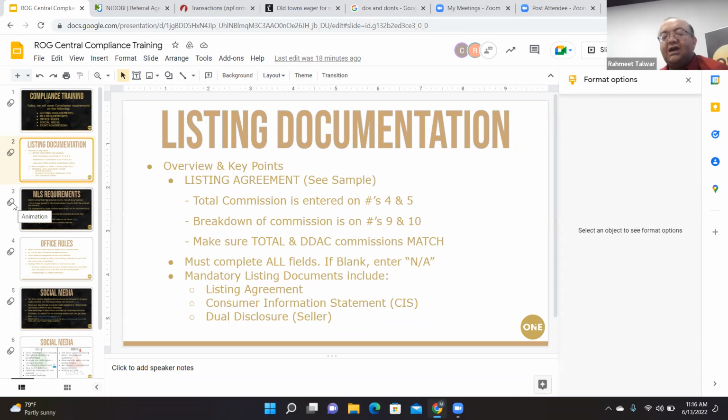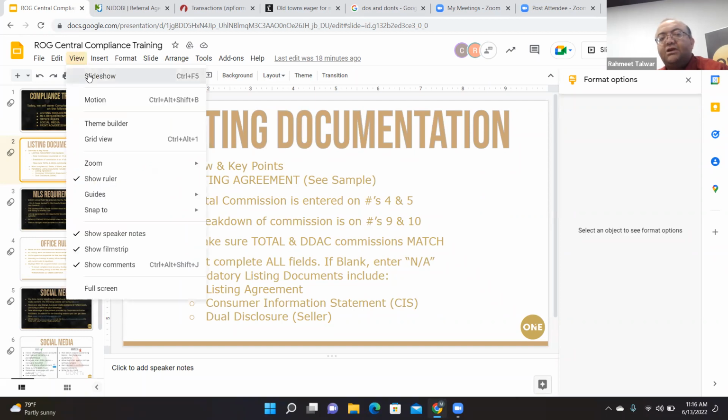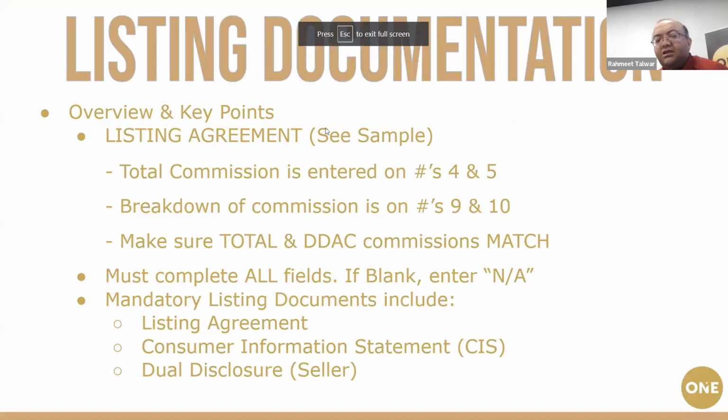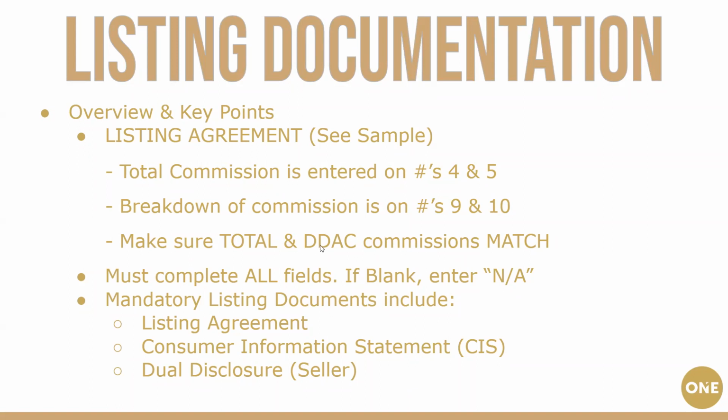So back to listing documentation. I did go over it on the zip form slide. Can everybody see this? Yes, it's shared, okay. The breakdown we went over: make sure total commission and DDAC match. Try to fill in as many fields as you can. On zip forms, if it doesn't allow you to enter into a field, just hit the space bar twice. That's a little trick on zip forms. It will take the formatting away, and then you can just put NA in there.